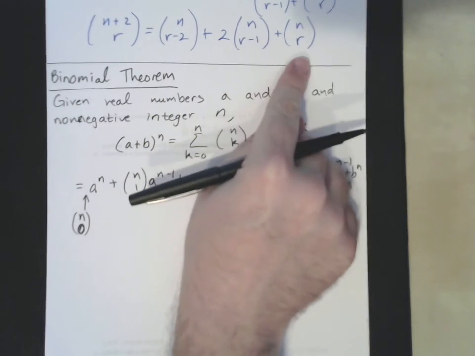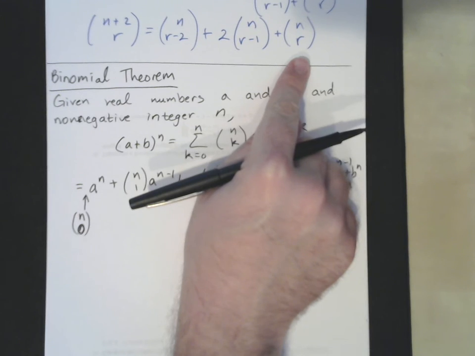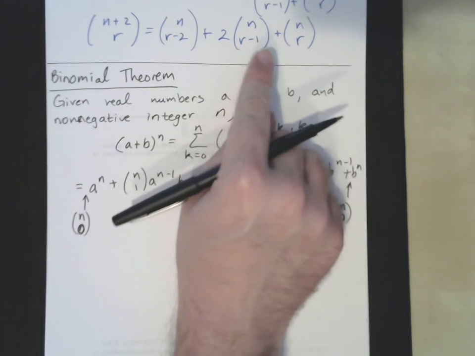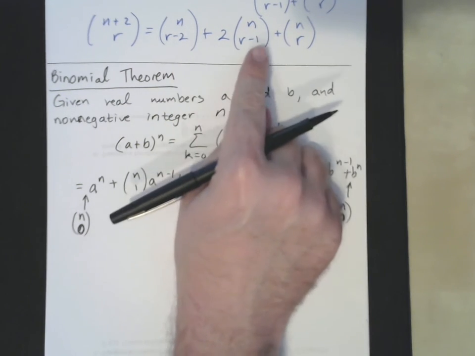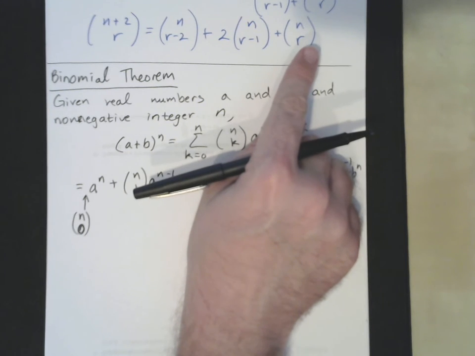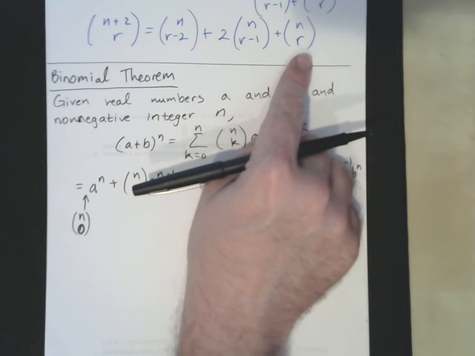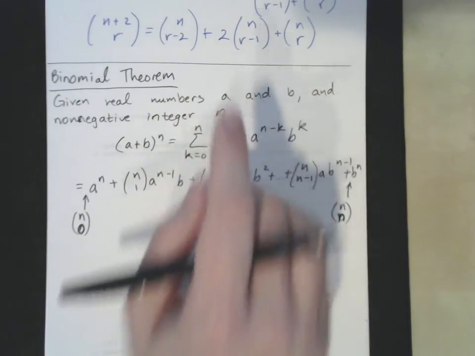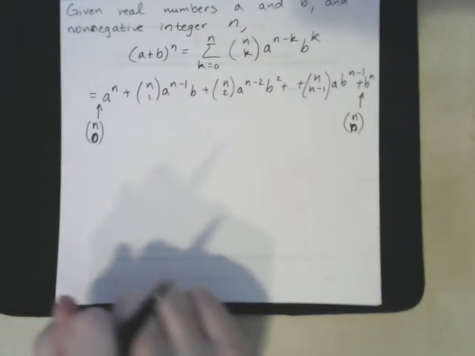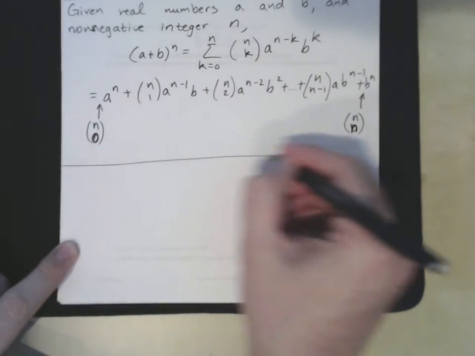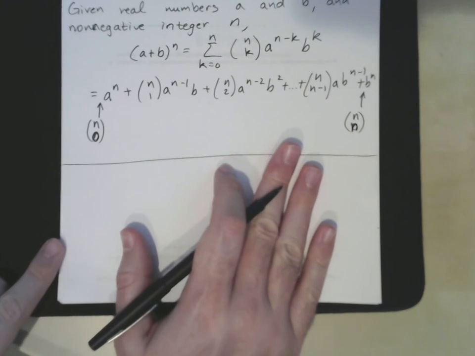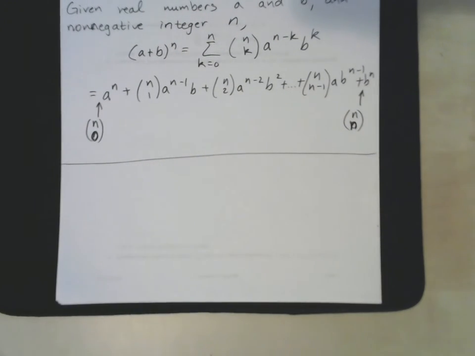These terms, Pascal's triangle is a simplification of these terms for when n is 2, when r is 2, when n is 3, r is 3, so on and so forth. But that's our binomial theorem in case we've forgotten. And it all comes down to Pascal's formula.